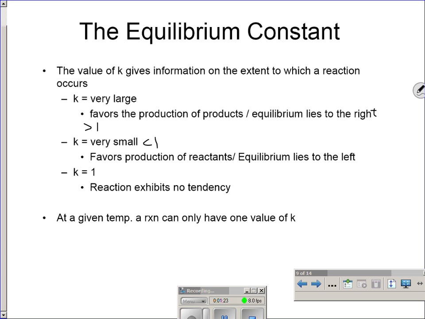So the equilibrium constant, although it is constant, it does change. But the only thing that will change it is temperature. So if you calculate an equilibrium constant, or if you're given an equilibrium constant, you are given that for a particular temperature at which the reaction is occurring.